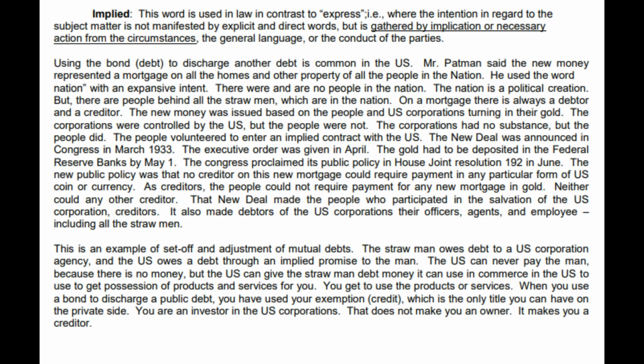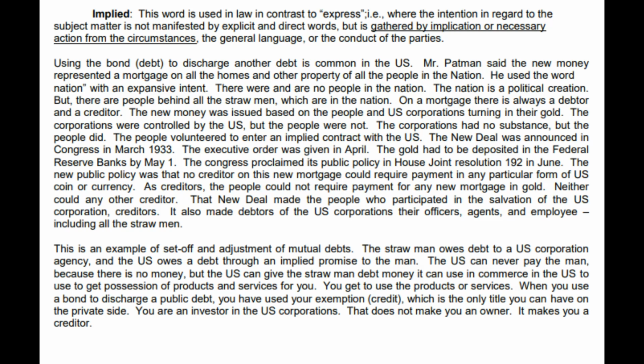So using the bond, debt to discharge another debt is common in the U.S. Mr. Patman said the new money represented a mortgage on all the homes and other property of the people of the nation. He used the word nation with an expansive intent. There were and are no people in the nation. Everybody's been commercially trafficked off the land until you say that you're alive and that you're here. It's crazy, and that's done through a Form 56F. So the nation is a political creation, but there are people behind all of the strawmen, which are in the nation. On a mortgage, there is always a debtor and a creditor.